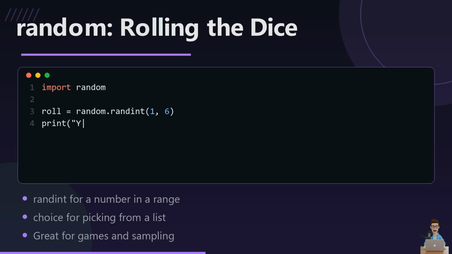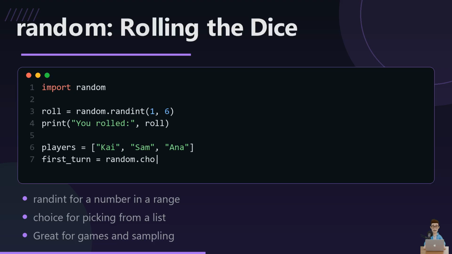Remember that fake dice roll built from the clock earlier? This is the real version. randint picks a whole number in a range, so 1 through 6 behaves like an actual die, and choice grabs one item from a list, like picking who goes first in a game. Same idea, one honest line instead of 5 sketchy ones.